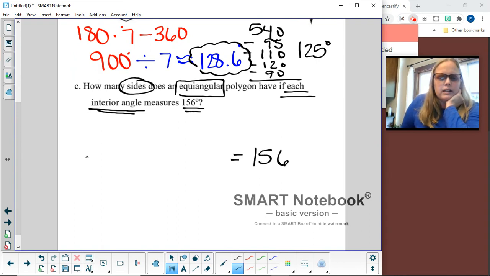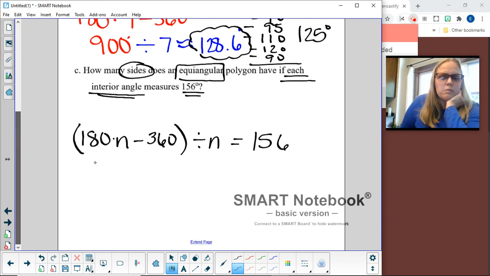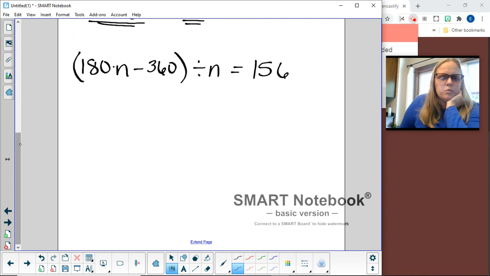So I know the answer is going to be 156. I need the polygon sum formula, and then I need to chop that into the number of sides that are in the figure. So if I can solve for n, then I will know what type of polygon this is or how many sides it has. There's lots of different ways that you can solve for this. You could guess and check because it's not going to have a weird number of sides. It's going to have a whole number for the sides. Or you could do the balancing method. So I'm going to do the balancing method.